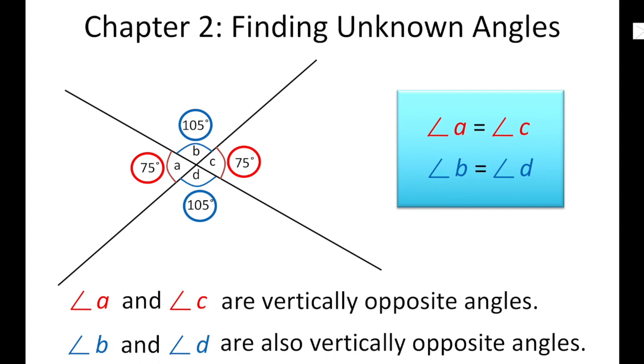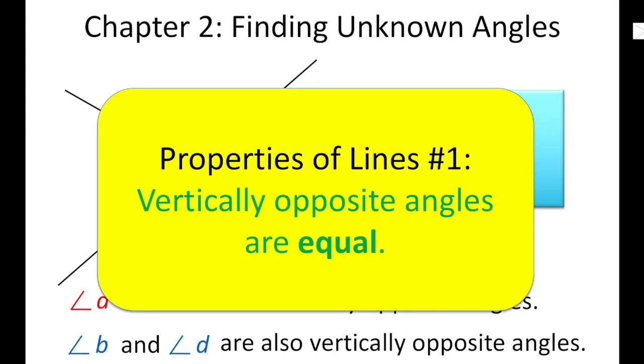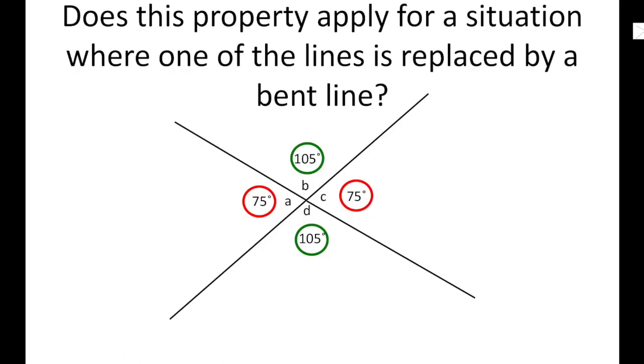Here's one property of lines. This is the one we just learned. Vertically opposite angles are equal. Now let's think for a moment. Does this same property apply for a situation where one of the lines is replaced by a bent line?